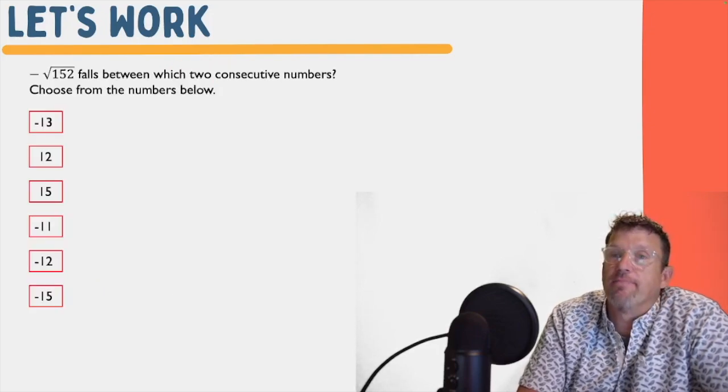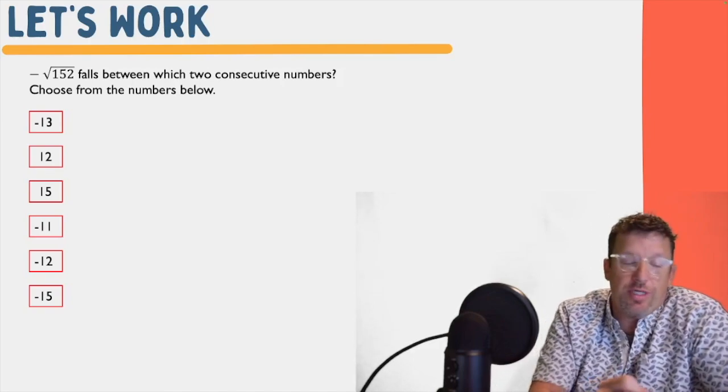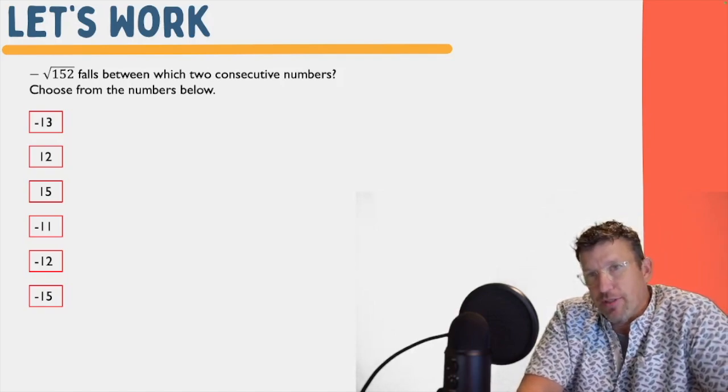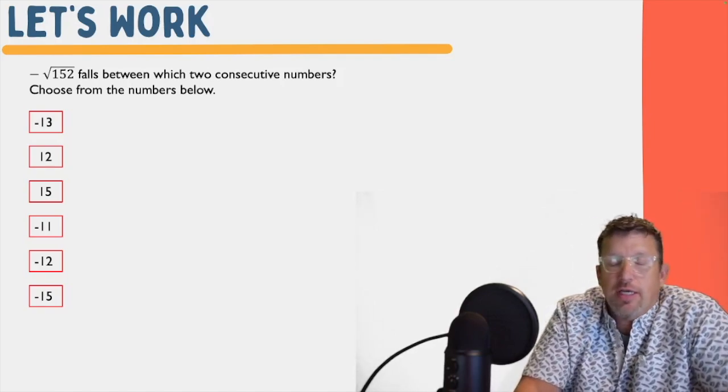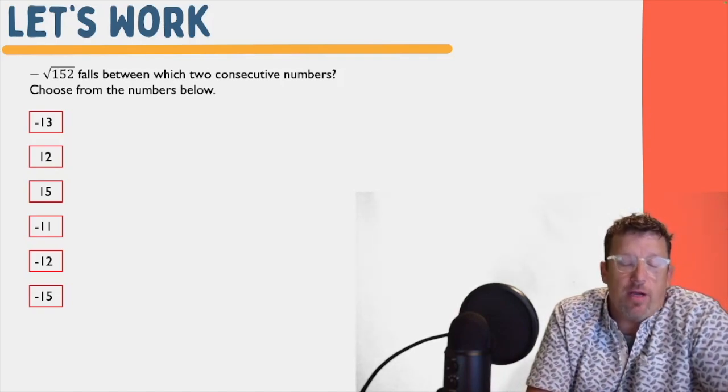Let's look at this one. The opposite, remember we read that? The opposite or the negative version of the square root of 152 falls between which two consecutive numbers? Okay, so now we're playing with bigger numbers, and the only reason it's a little bit harder is because we're trying to figure out where it's going to go with numbers that aren't super easy to multiply by.